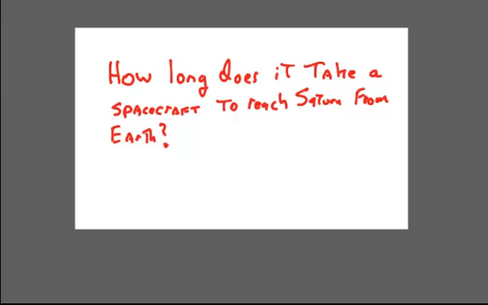Okay, here's a problem. We want to calculate how long it takes a spacecraft launched from the Earth to reach the planet Saturn. It's a good problem because it makes use of Kepler's third law that we've talked about in class quite a bit. But it also connects with a real event. The Cassini spacecraft was launched in 1997, and it's now presently exploring Saturn. But how long did it take to actually get there? So let's work it out.